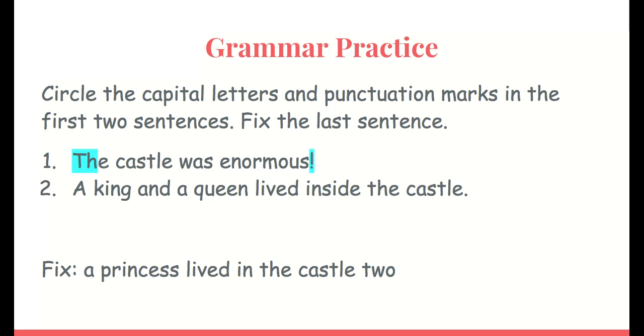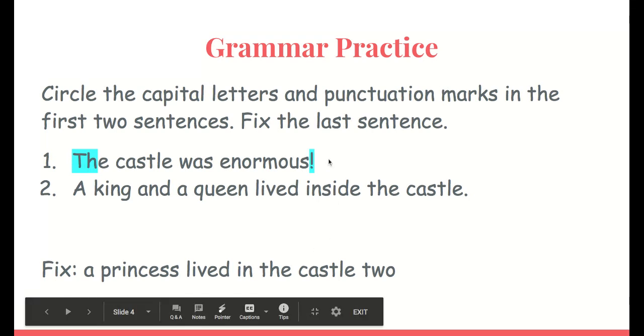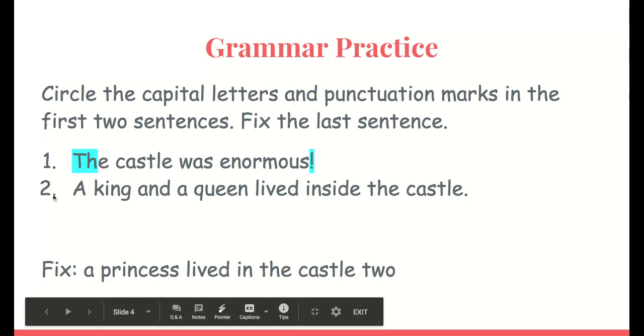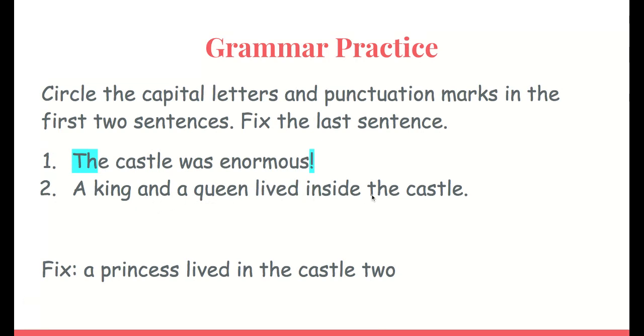If you circled T for the as a capitalized letter and circled the exclamation mark at the end of the sentence, got it correct. Okay, let's go to sentence number 2. A king and a queen lived inside the castle. Now you're going to do the same thing. Circle the capitalized letter and the punctuation mark that is used. If you circle A and the period at the end, you got it correct.